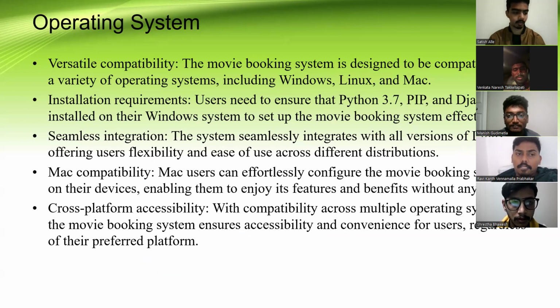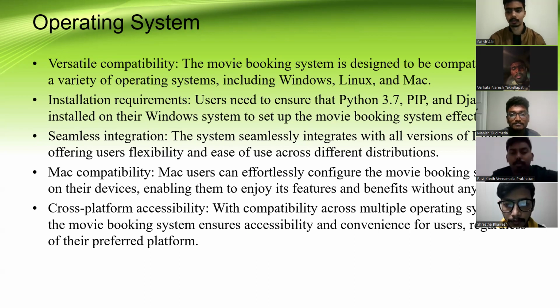Operating system: versatile compatibility. The movie booking system is designed to be compatible with a variety of operating systems, including Windows, Linux, and Mac. Coming to the installation requirements, users need to ensure that Python version 3.7, PIP, and Django are installed on their Windows system to set up the movie booking system effectively.